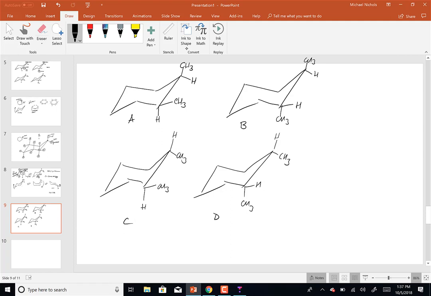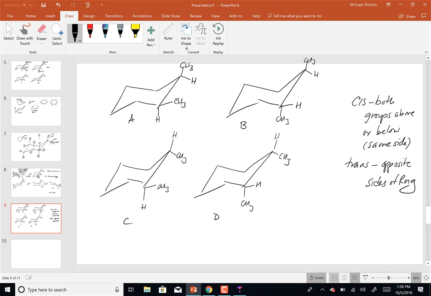So, question number one. Remember what cis and trans means, or do we know what cis and trans means for cycloalkanes? Cis means that both groups are above or below. In other words, they are on the same side of the ring. And trans means that the groups are on opposite sides of the ring. So it's like cis and trans with double bonds, only now I'm applying cis or trans to cycloalkanes.